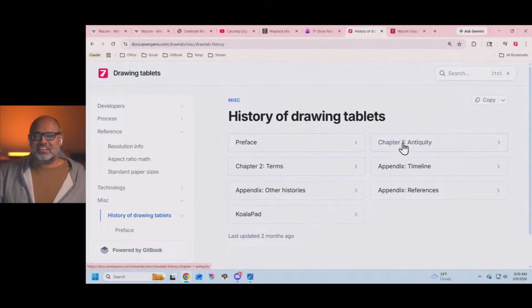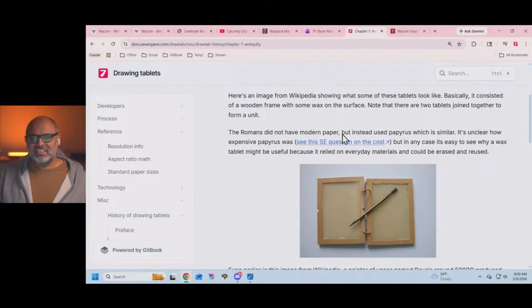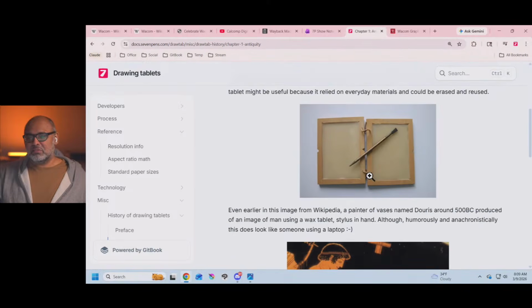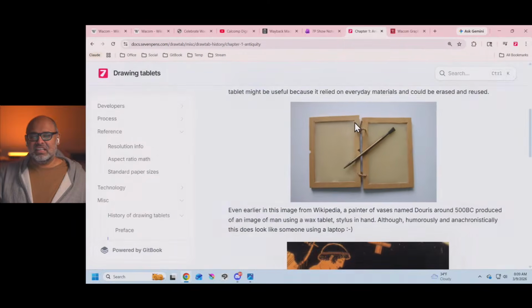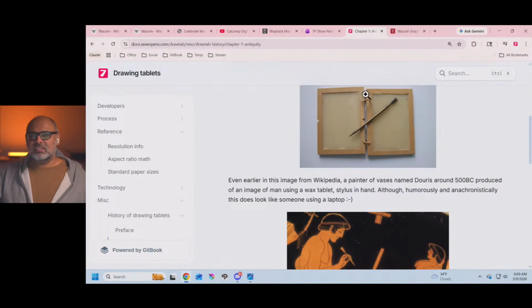And my first chapter is called Antiquity, okay? And this is the first drawing tablet, by the way. This is a recreation of a 2,000-year-old one. So this is wood. This surface is wax. And the stylus, it is called a stylus. It carves into the wax, and you erase it by heating the wax or pushing it to erase.